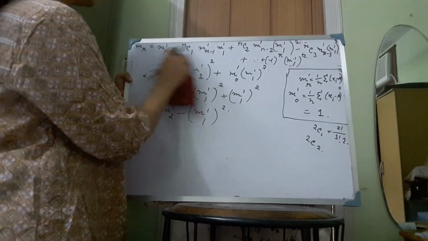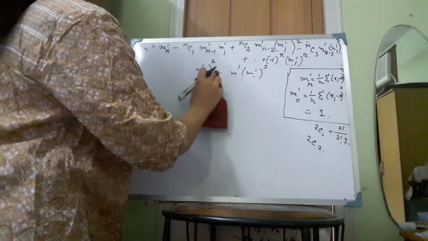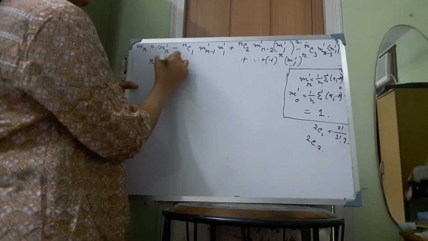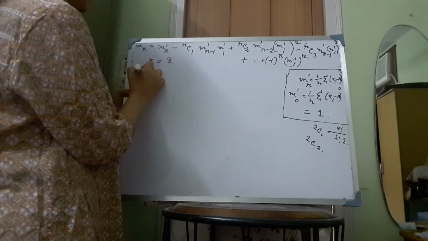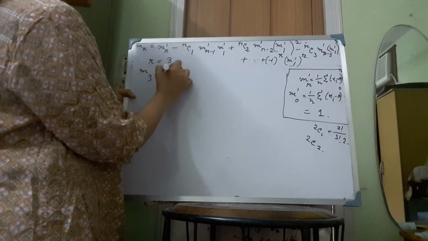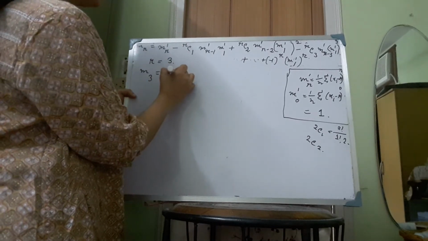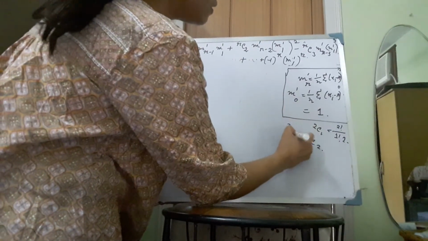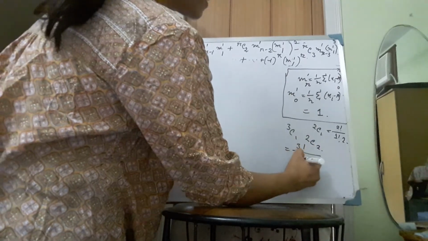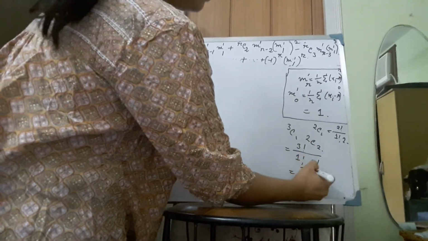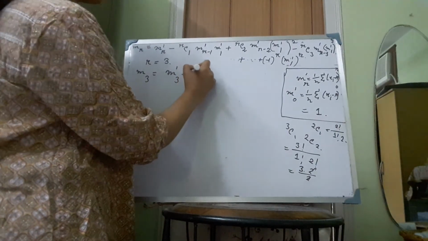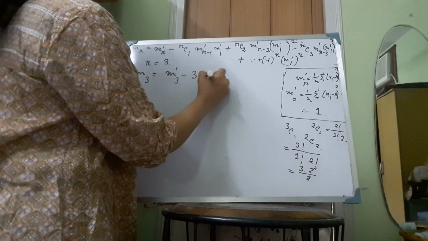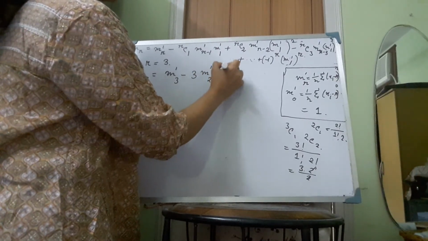Now next we consider the relationship when the value of r is 3. So when r is equal to 3, then on the left hand side we get m3. On the right hand side, the first term becomes m3', then this is 3c1. Now what is the value of 3c1? This is factorial 3 by factorial 1 into factorial 2. So 3 into 2 by 2. So this becomes 3. So minus 3. Then in place of r we are putting 3. So this becomes m2', and this is m1'.